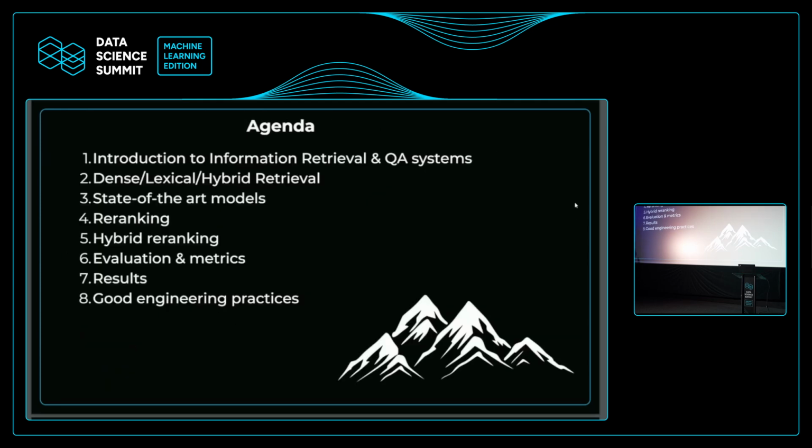All right, we've got a lot to cover today. We're gonna start with an introduction, tell you something more about information retrieval. We're gonna cover lots of different retrievers: dense, lexical, hybrid retrievers. We're gonna show you some very cool models, followed by re-ranking techniques, starting with the simple ones to the more advanced and novel hybrid ones. We're gonna also focus on evaluation and metrics, show you lots of cool results, and end with tips and tricks.